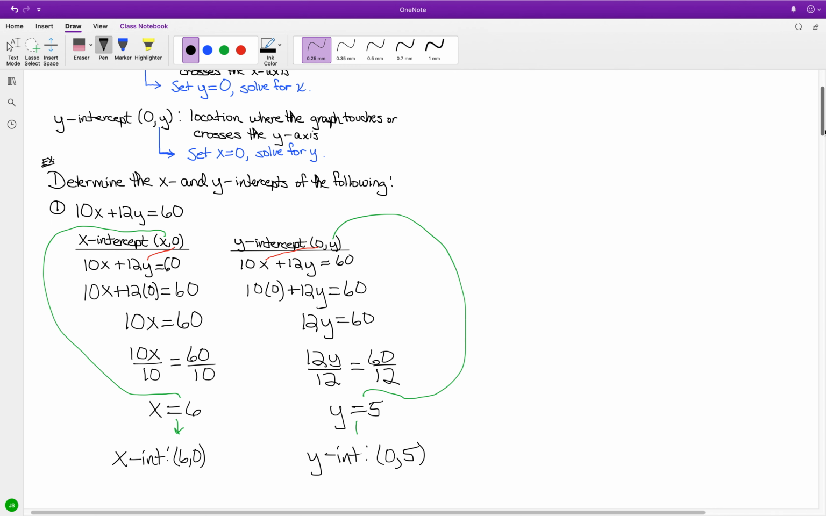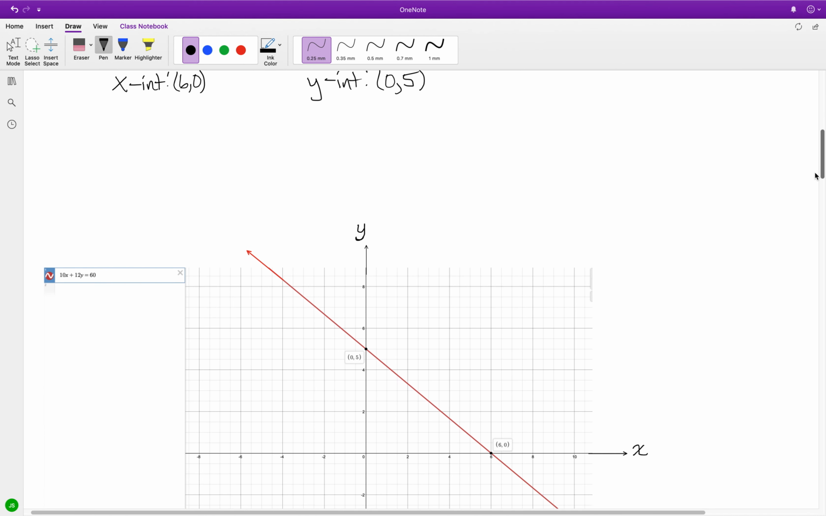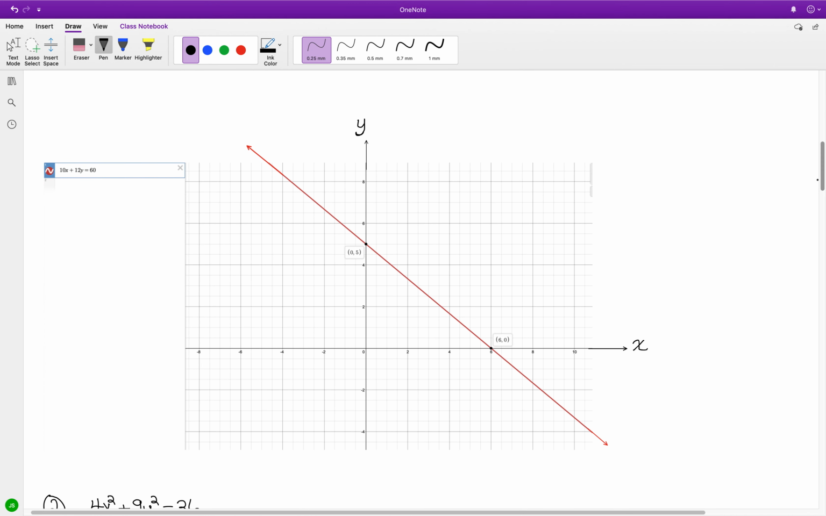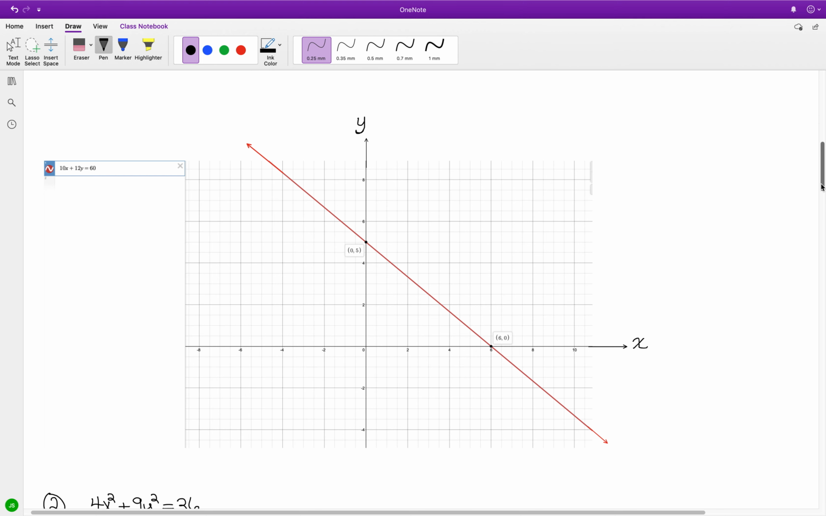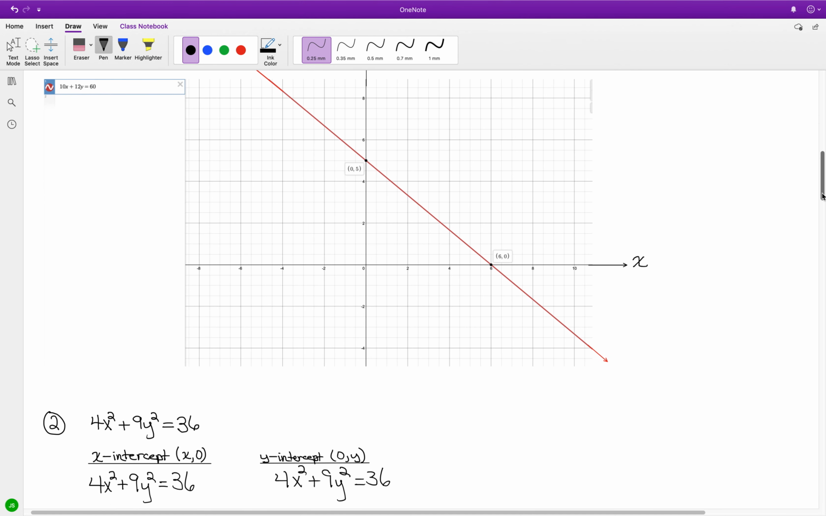Just for the illustration, here is the graph of the equation 10x plus 12y is equal to 60. The x-intercept is located at (6, 0), and the y-intercept is located at (0, 5). This line represents all the combinations of the values of x and y such that 10x plus 12y is equal to 60. Now, x- and y-intercepts are not just confined to linear equations, and we have a case here.